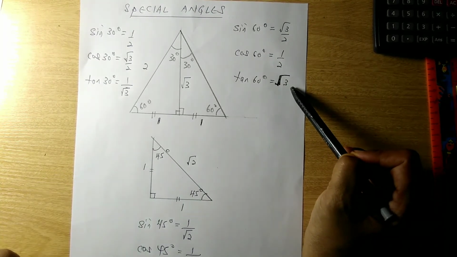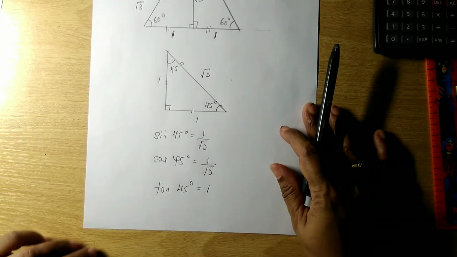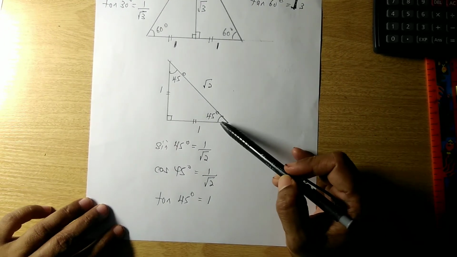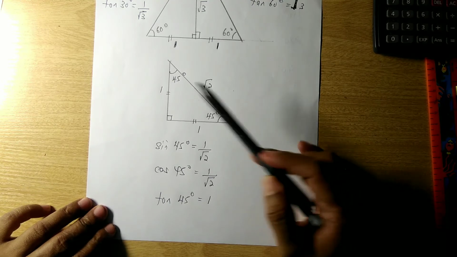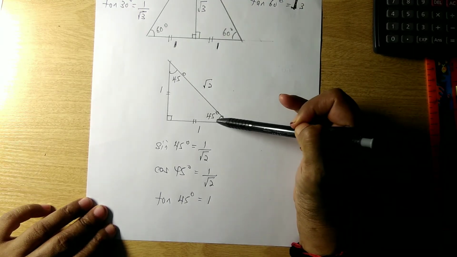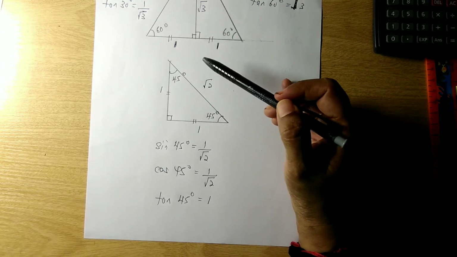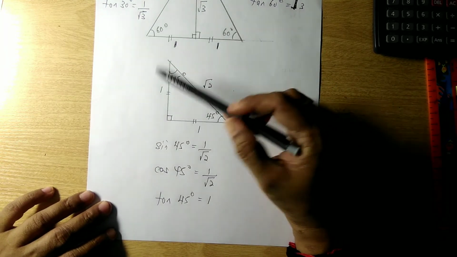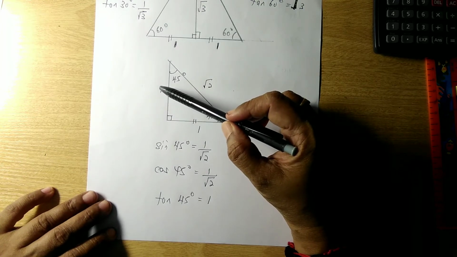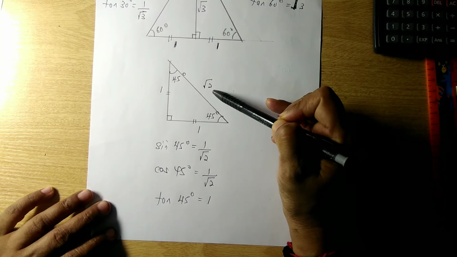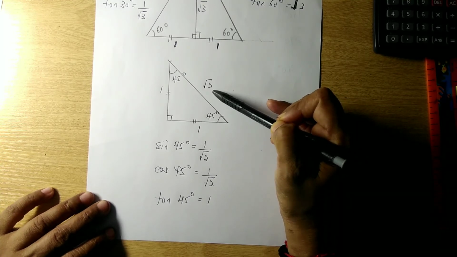Now for 45 degrees, which is also considered a special angle, we use an isosceles triangle. This is 45, this is 45, and this is 90 degrees, an isosceles right angle triangle. The lengths are in the ratio 1 to 1. Using the Pythagoras rule, 1 squared plus 1 squared, the hypotenuse becomes square root of 2.